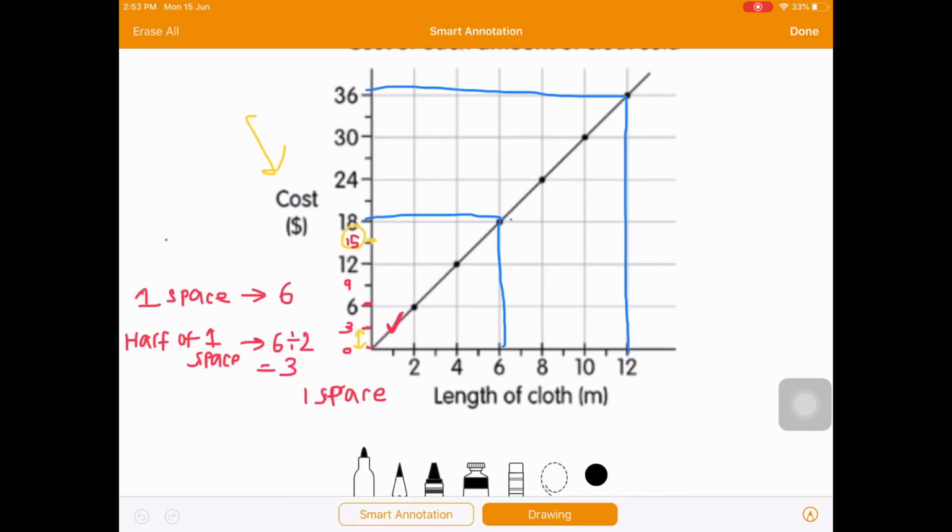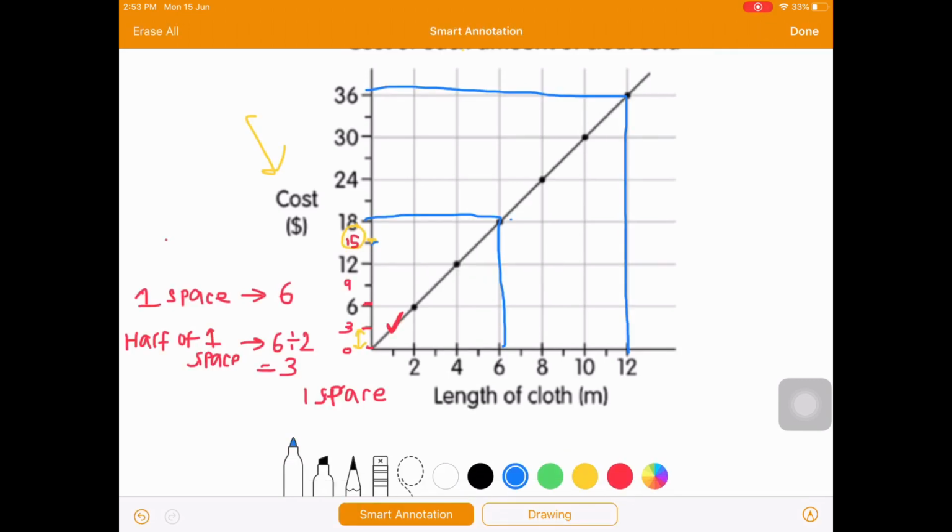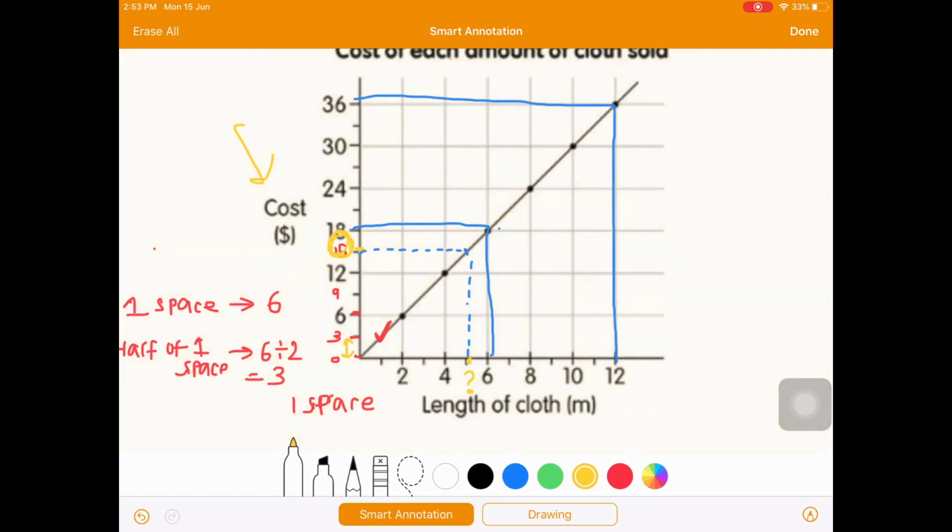We'll draw a line across until I touch the line graph. Use a ruler for this. Draw a straight line until you touch the line graph. I want to find the length of the cloth, so I have to draw a line downwards to touch the scale for the length of the cloth. I have touched the length of the cloth scale. So this amount, this question mark, is the length that she can get if she pays $15. So let's find out what is this question mark.